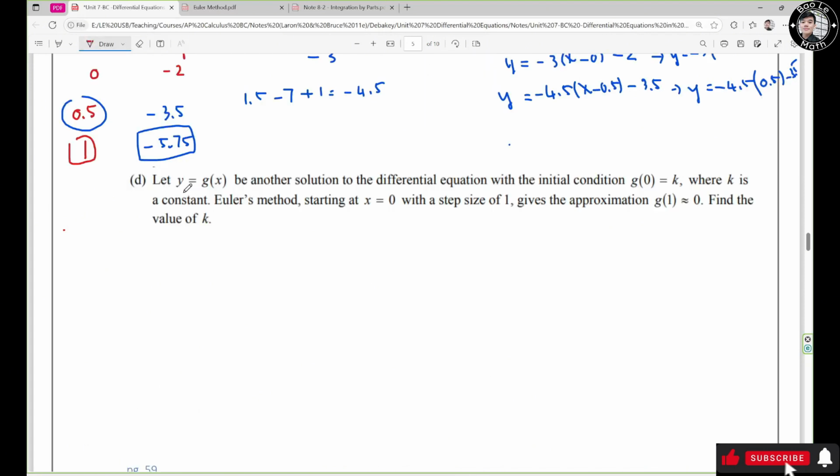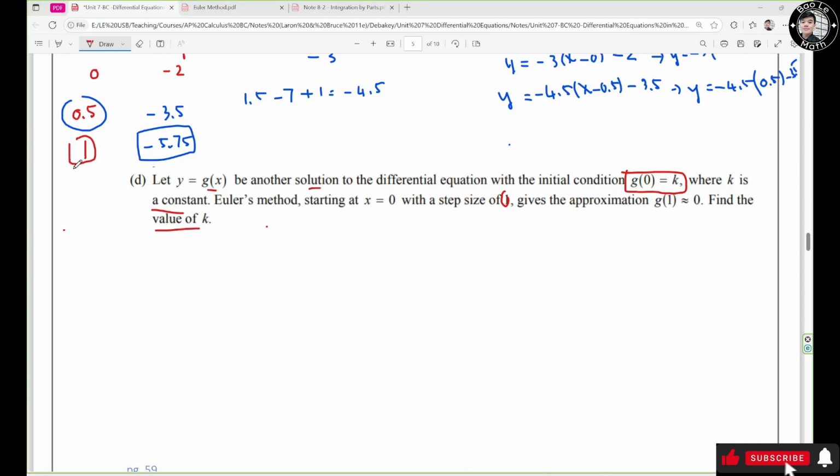Now let's move on to question D. Let y equals g of s be another solution to the differential equation with the initial condition g of 0 equals k, where k is a constant. Euler's method starting from s equals 0 with a step size of 1 gives the approximation g of 1 equals 0. Find the value of k.